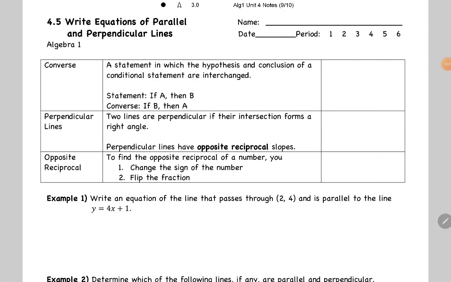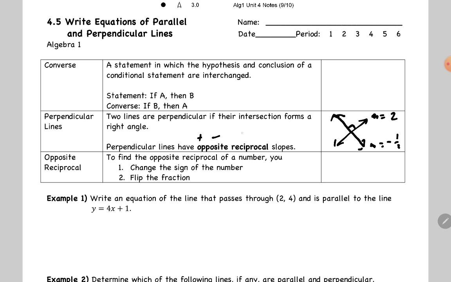Today in Algebra 1 we're going to write equations of parallel and perpendicular lines. Perpendicular lines are two lines that intersect and form right angles, 90 degrees. Four right angles to be exact. And perpendicular lines, their slopes are opposite reciprocals. So if that was 2, this would be negative 1/2. Opposite means if it's positive, it becomes negative. If it's negative, it becomes positive.